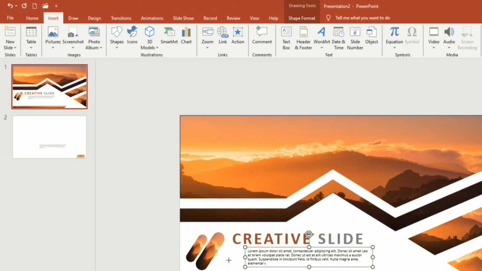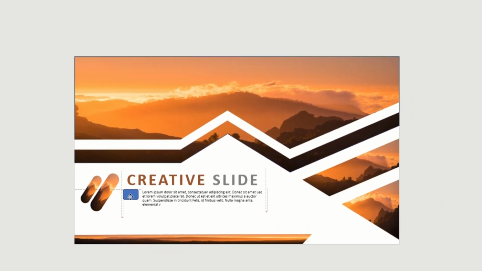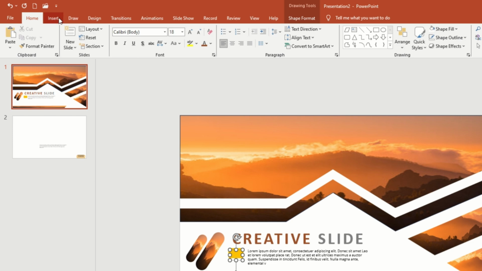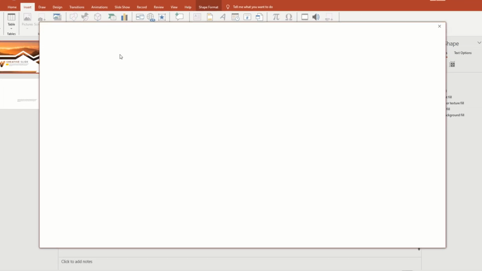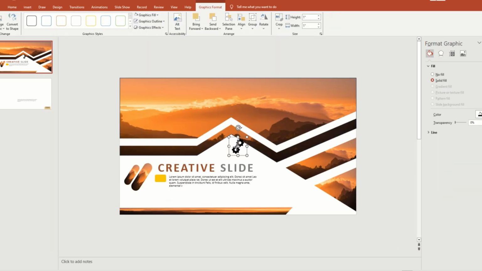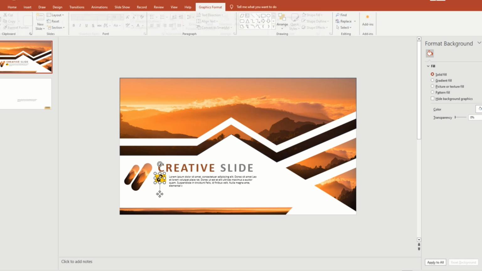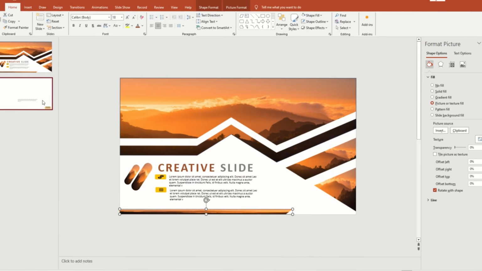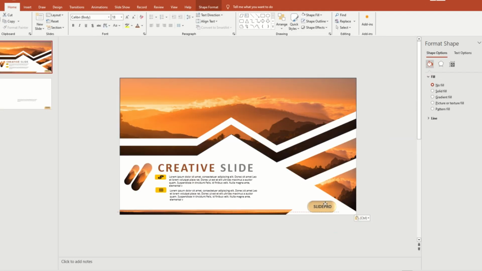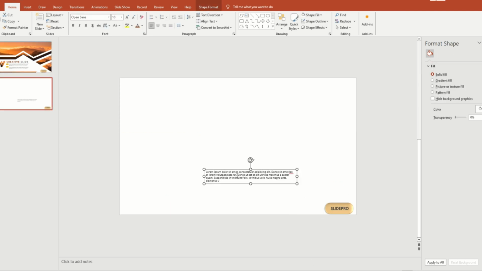Now go to Insert and add this rectangle right here. Change its color to yellow. There you go. Now go to Insert tab and now go to Icons and add an icon. There you go. Decrease its size and put it into the rectangle. Select both the rectangle and the icon and group them. There you go. Now paste this shape right here. You have to duplicate the icon and the shape.